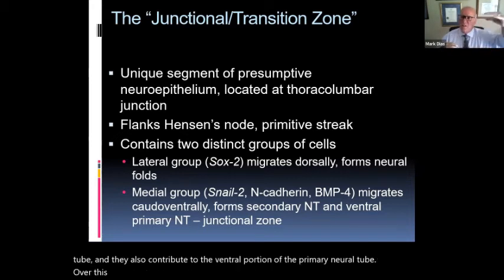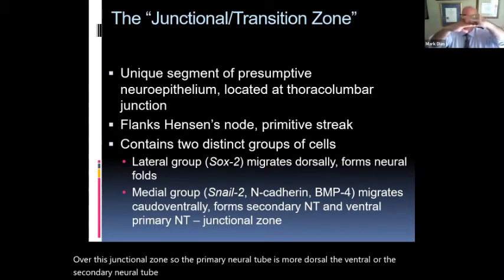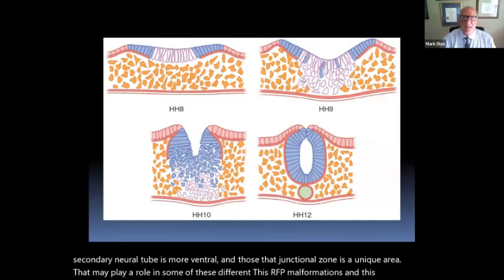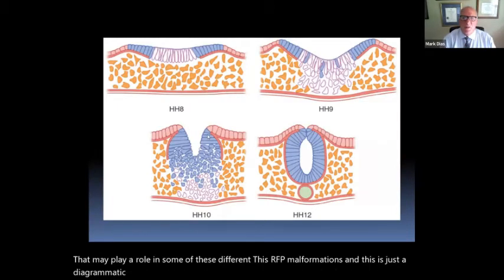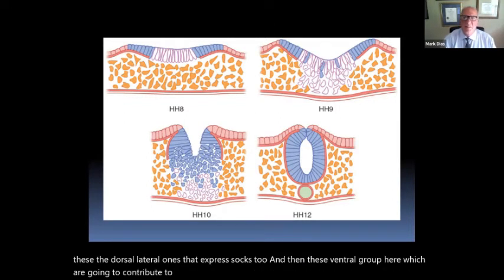So the primary neural tube is more dorsal, the secondary neural tube is more ventral, and that junctional zone is a unique area that may play a role in some of these different dysraphic malformations. And this is just a diagrammatic representation of this. The cells that form the neural folds here, these are the dorsolateral ones that express SOX2, and then these ventral group here, which are going to contribute to the secondary neural tube.